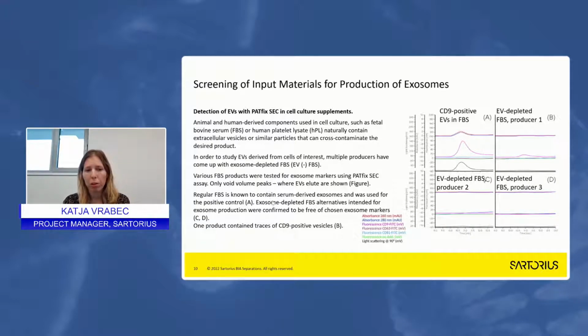Regular FBS is known to contain serum-derived exosomes, and was used as a positive control. On the figure labeled A, you can see CD9 positive EVs in FBS. You can also see a response on the light scattering detector, showing that here we have particles in this sample. Exosome-depleted FBSs that were intended for our exosome production were confirmed to be free of the chosen exosome markers. Only the FBS from producer 1 contained traces of CD9 positive vesicles.